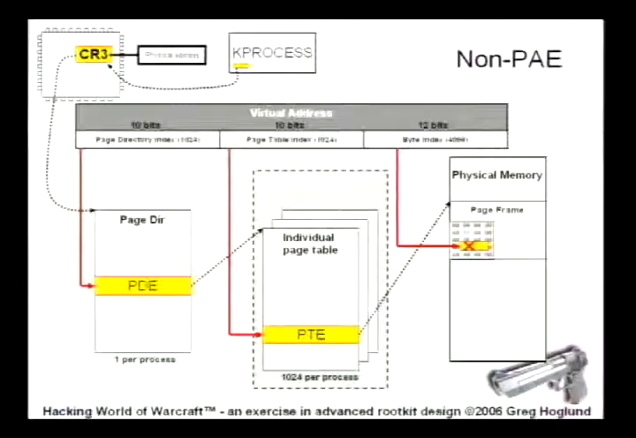Here's an actual diagram of how it works for non-PAE systems. CR3 has the physical address of the page directory. You can see the virtual address here. The top 10 bits index into the page directory. The next 10 bits index into the given page table. And finally, the byte index, in 4096, indexes into the actual page of memory at the bottom.